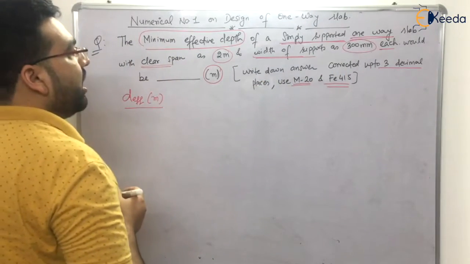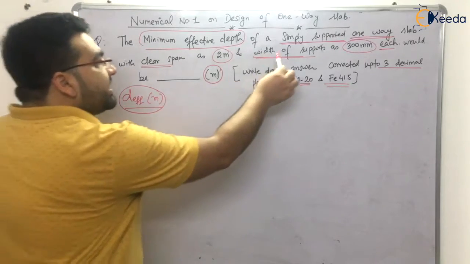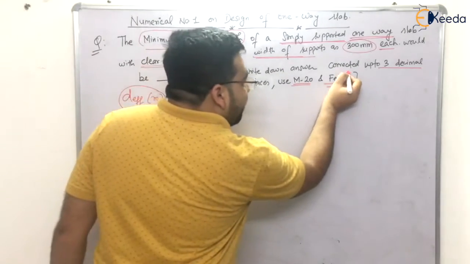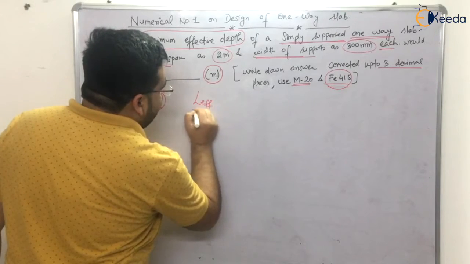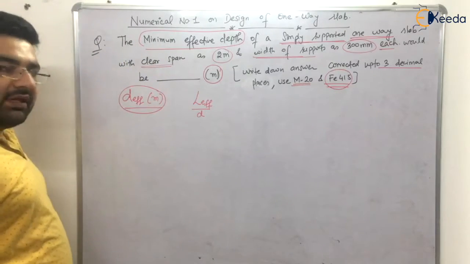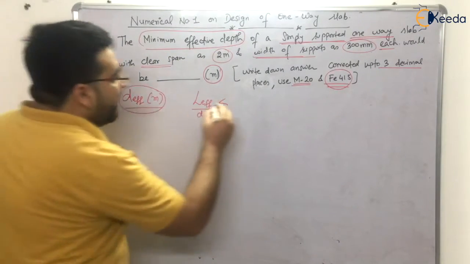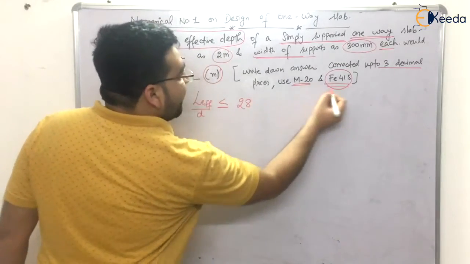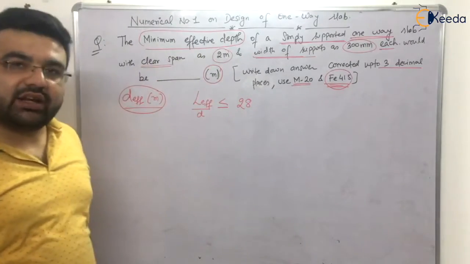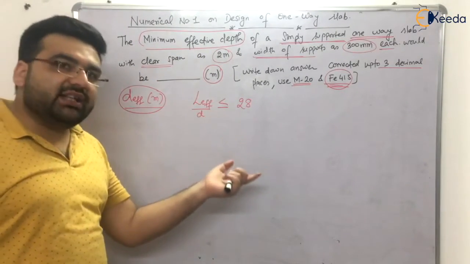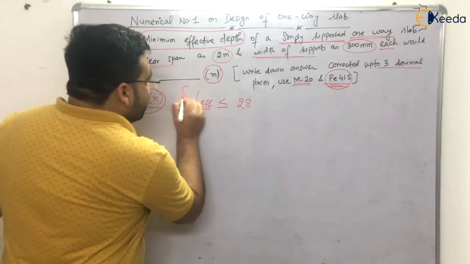Now what is given to us? We know the effective depth of a simply supported slab. Now it is Fe415. We know that L effective divided by the depth should always be less than or equal to how much for Fe415? It is 28. That is why I mentioned Fe415. You must see which grade of steel is there. If it had been mild steel, it would have been 35 instead of 28. Clear? Now it is 28.